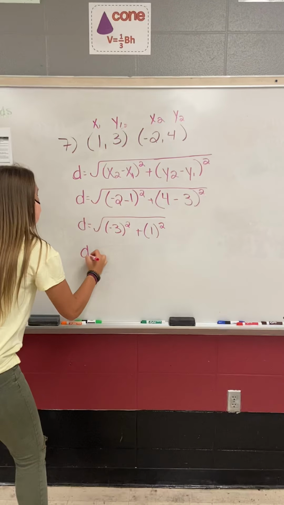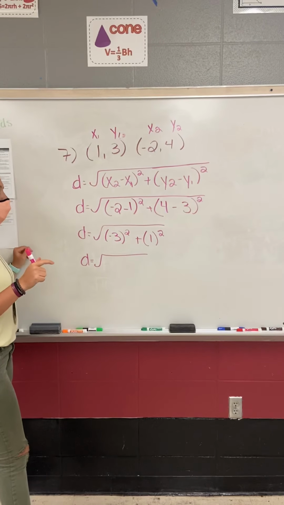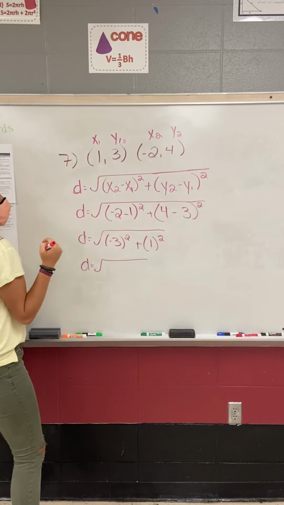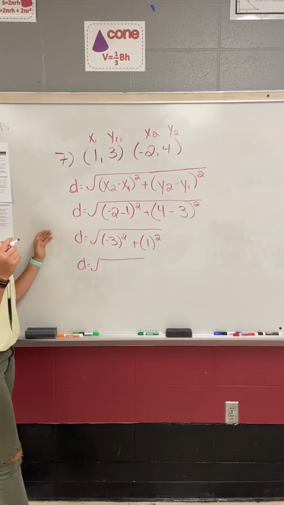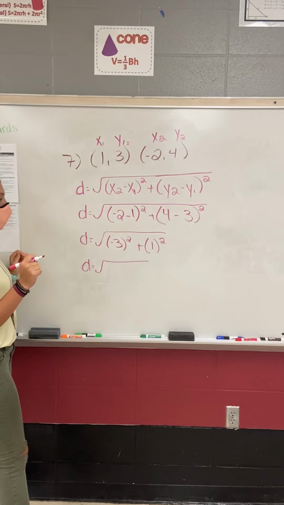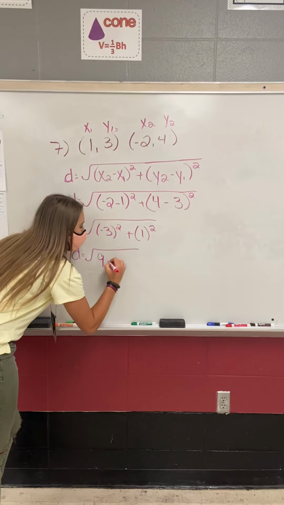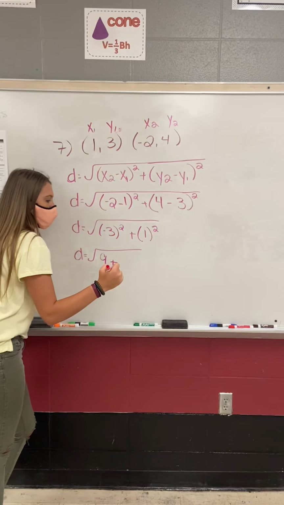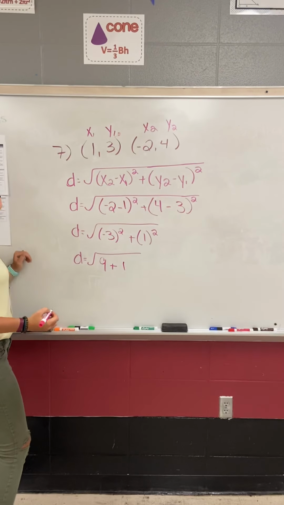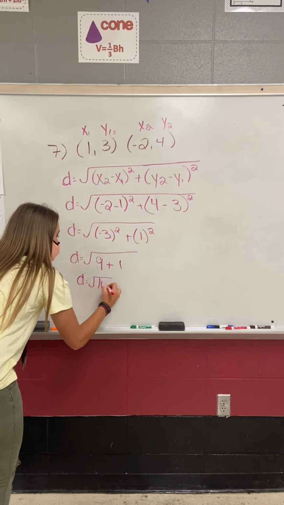Now I'm going to go in, d equals the square root, -3 squared. You can type that in your calculator. -3 squared is just saying -3 times -3. Well, 2 negatives, if you multiply them together, they give you a positive. So -3 times -3 gives me 9, plus 1 squared, which is just 1 times 1, gives me 1. And I'm going to have d equals the square root, 9 plus 1 is 10.